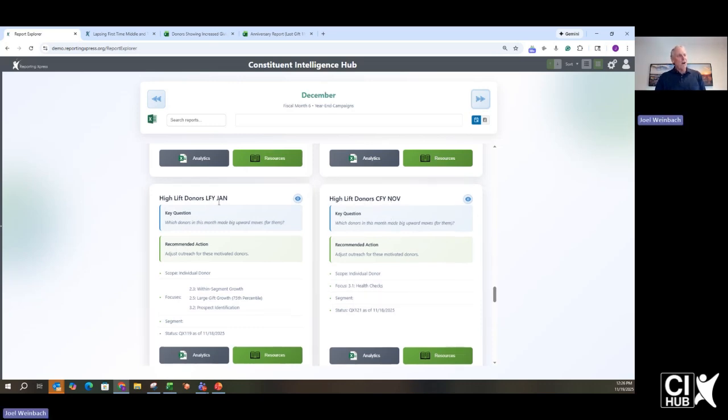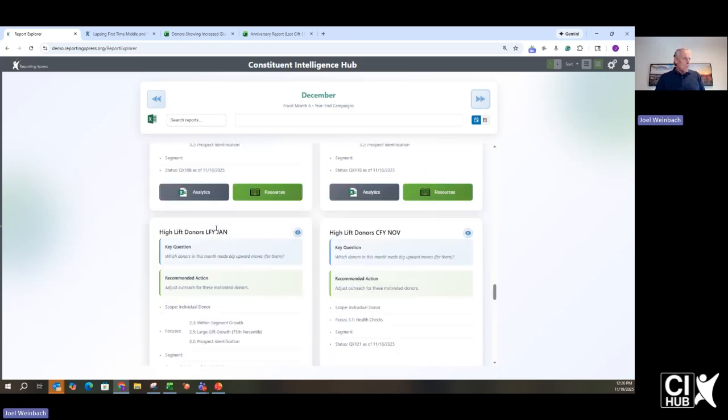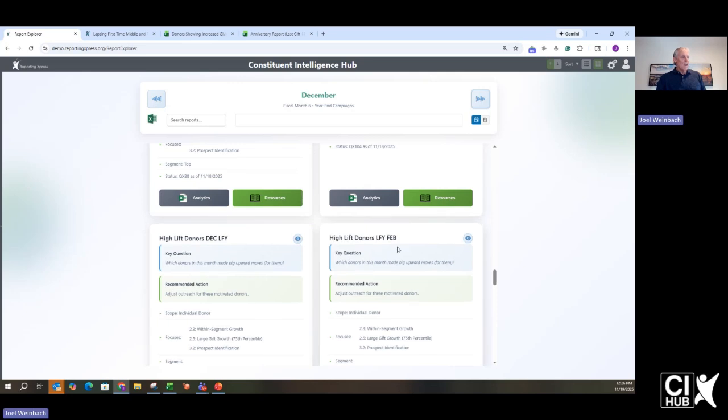In December, I also want to know who those donors were last year in January, because the expectation is they might do that again if I give them the right messaging. So I want to know that. In addition to January, we've got February as well. So again, I can look forward and start my communication plans for those donors that last February gave more than their prior 3-year average in that month.